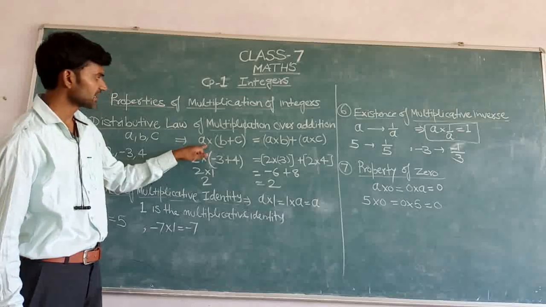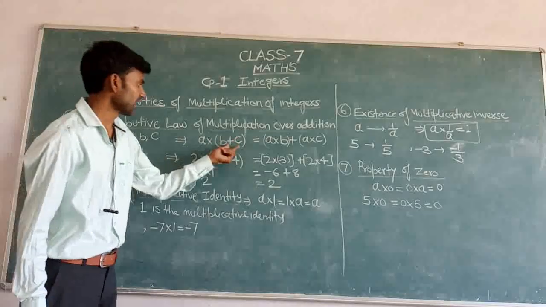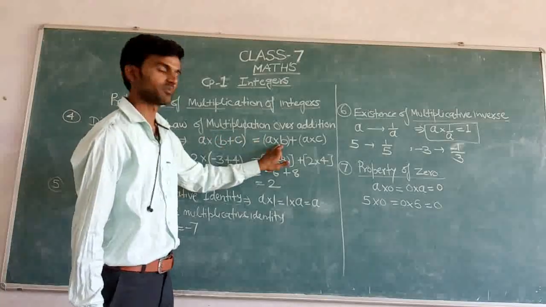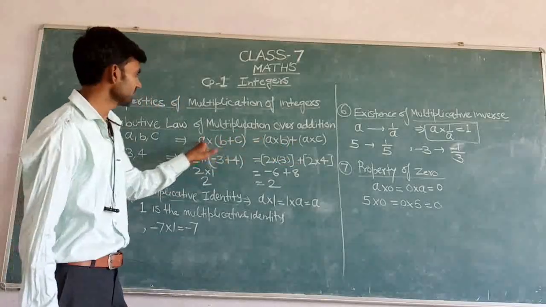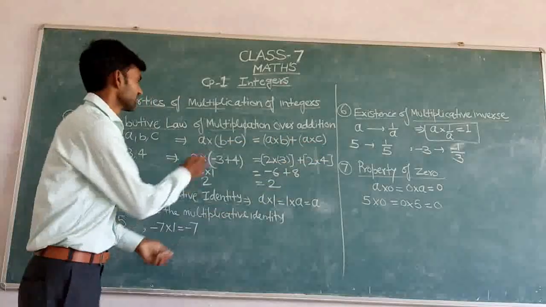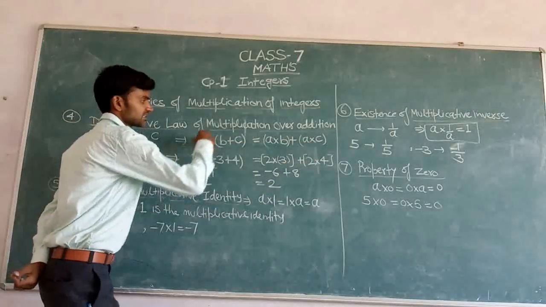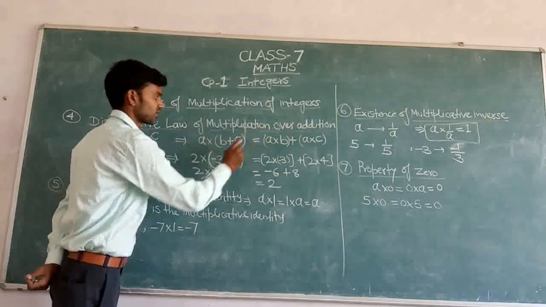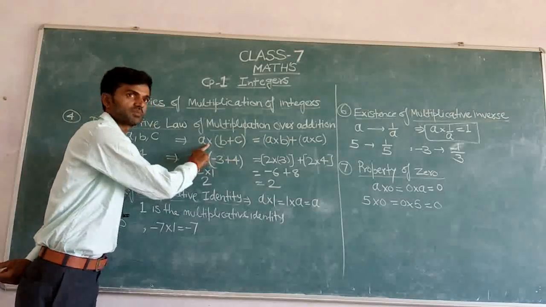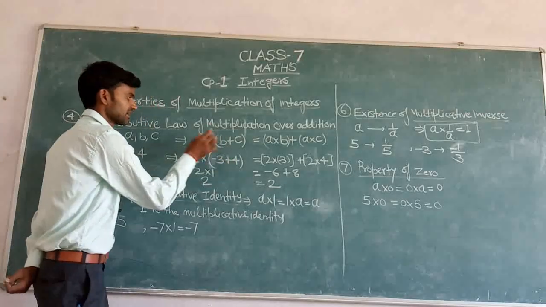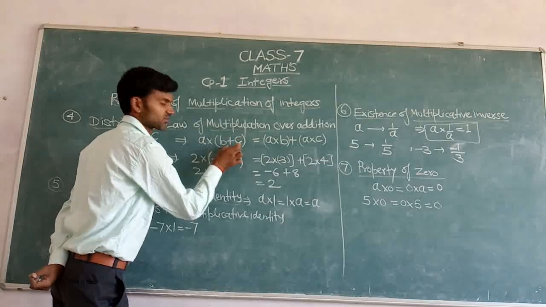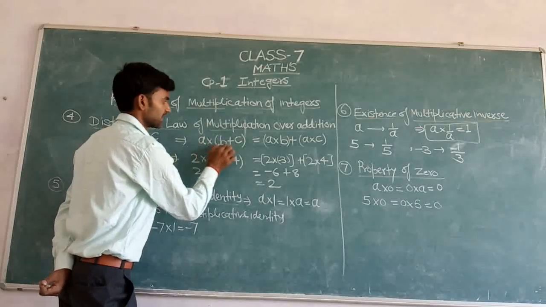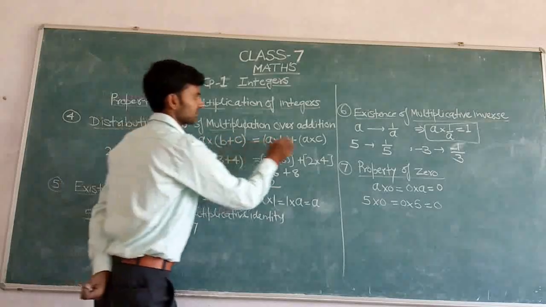Look, when a is multiplied by the sum of b and c, then a is distributed: a into b in one bracket plus a into c. It means your number is distributed. So this is called the distributive law of multiplication over addition. When a is multiplied by the sum of two integers, then a is distributed to both integers: a into b plus a into c.